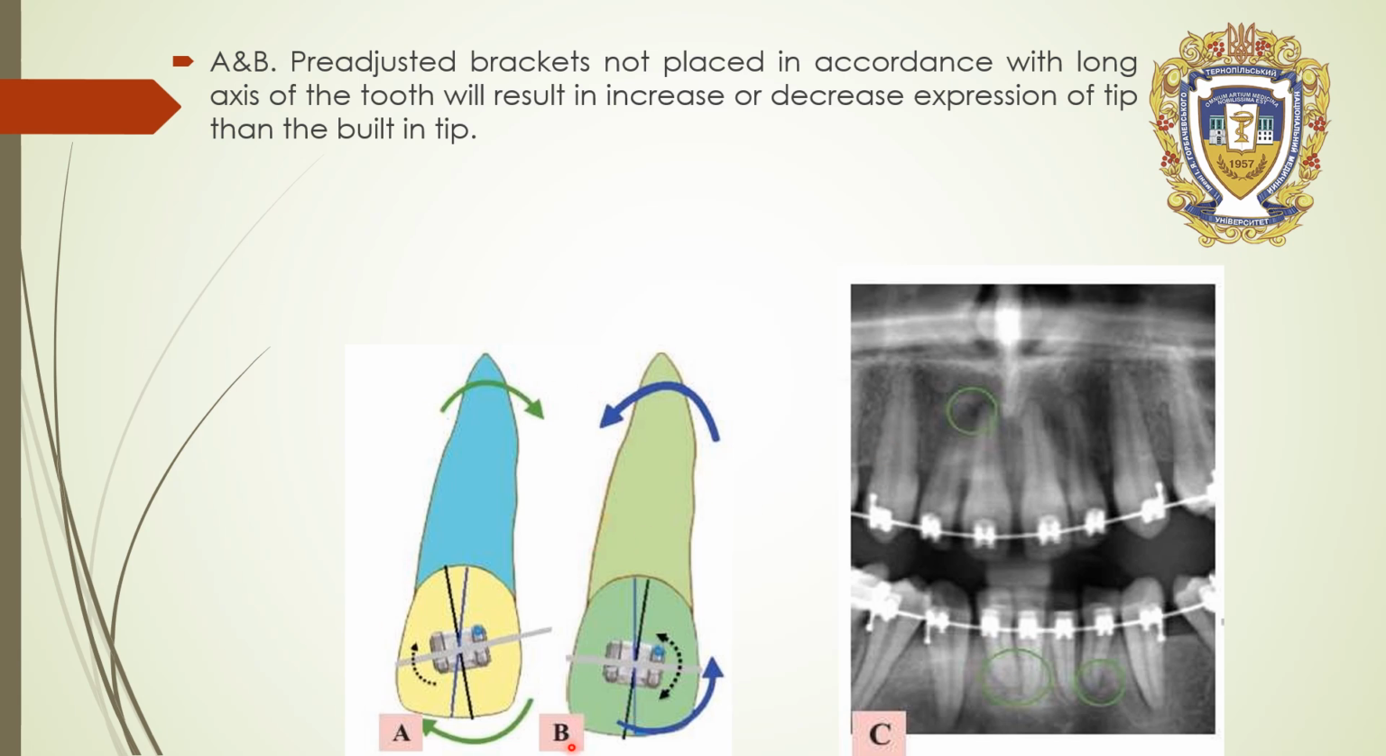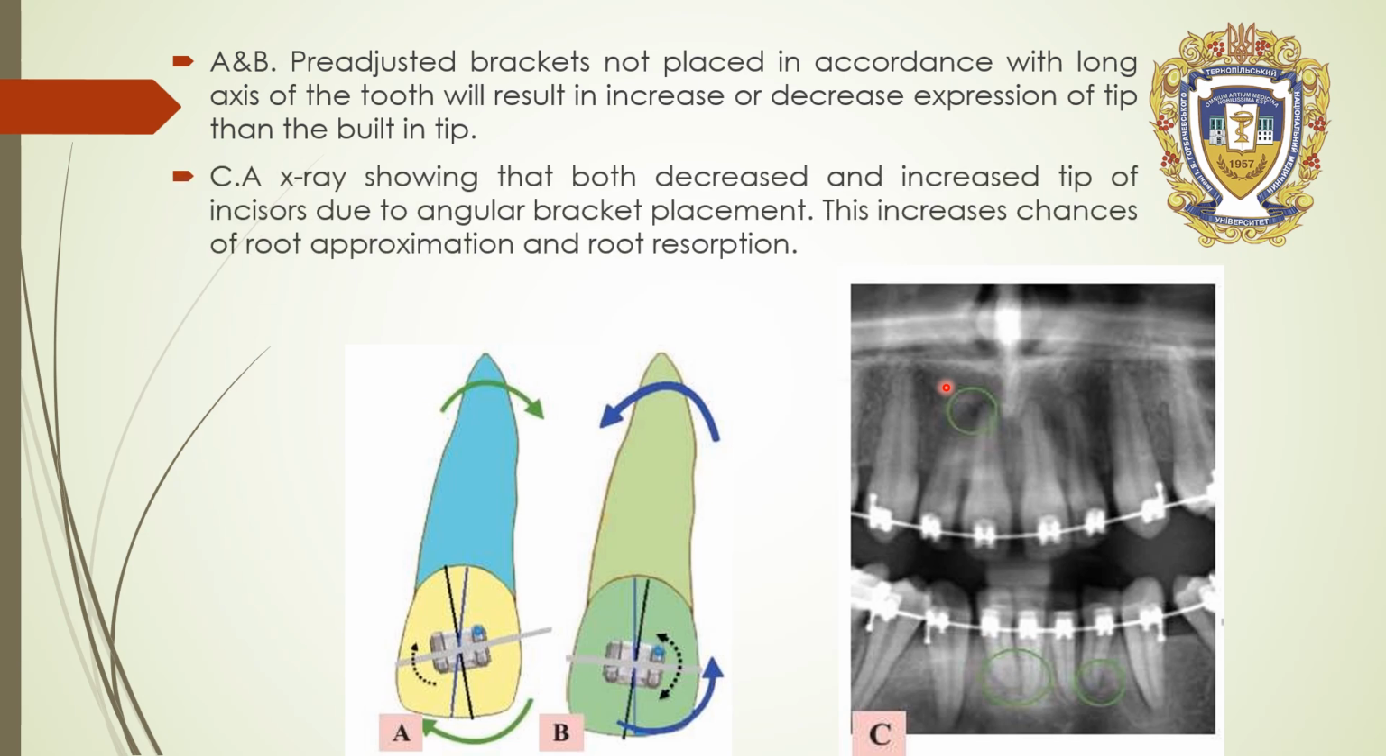Picture B. Pre-adjusted brackets not placed in accordance with the long axis of the tooth will result in increase or decrease expression of the built-in tip. Picture C, panoramic X-ray. An X-ray showing both decreased and increased tip of incisors due to angle of bracket placement. This increases chances of root approximation and root resorption.